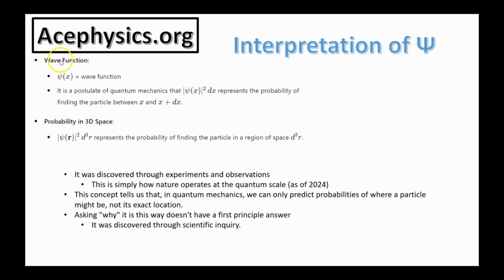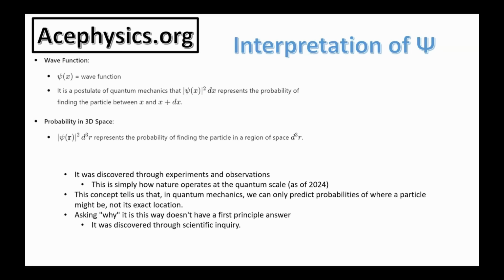In quantum mechanics, psi is the wave function. How do we interpret psi? It's a postulate of quantum mechanics that psi squared dx represents the probability of finding a particle between x and x plus dx. In 3 dimensions, psi squared d cubed r, where d cubed r is dV, gives the probability of finding the particle in a small volume around position r.